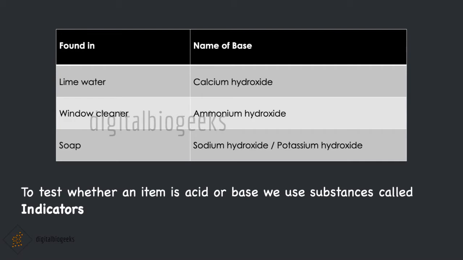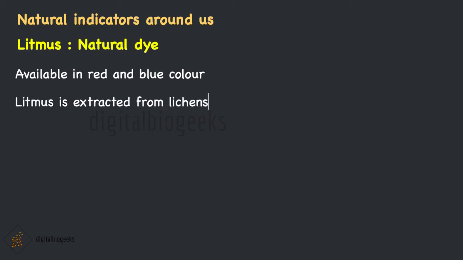Turmeric, litmus, and China rose petals are some naturally occurring indicators. Let's learn about the litmus. Litmus is a natural dye. It is available in red and blue color. It is the most commonly used indicator. It is extracted from lichens.